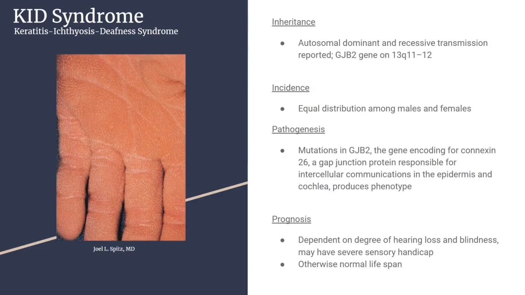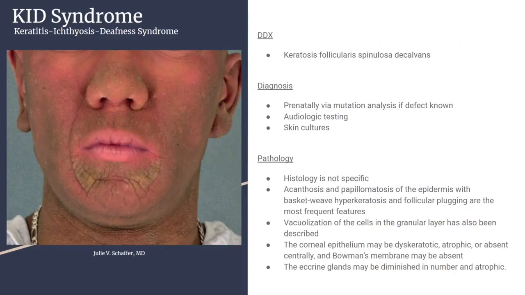Your prognosis is dependent on, obviously, your eye and ear findings to a degree, but if those are managed and minimized to an extent, then you have the chance of a nice, healthy, normal life. Diagnosis here, we talked about some prenatally. You can do a mutation analysis, DNA analysis, and over time you'll want to get audiologic testing and skin cultures for the increased risk of infections.